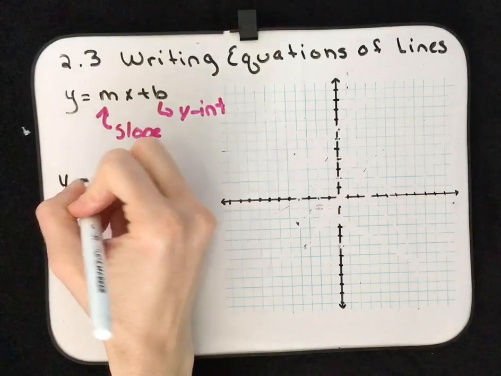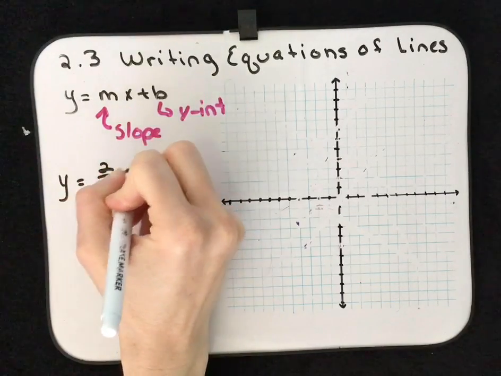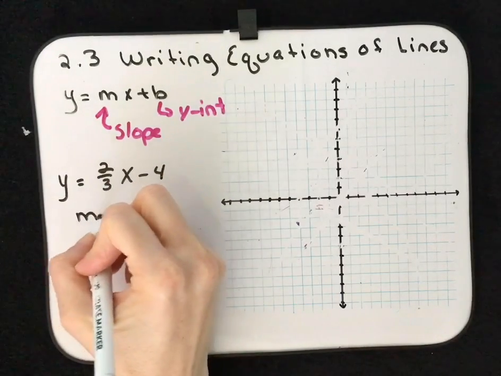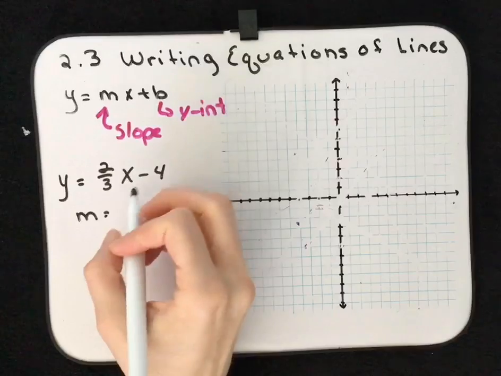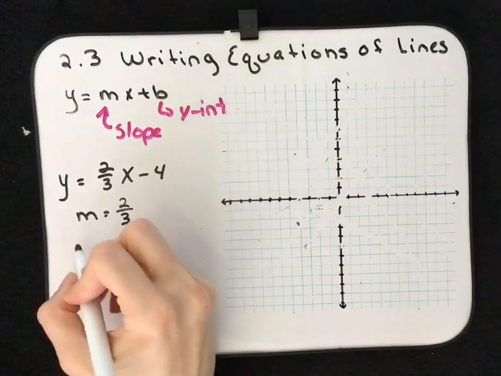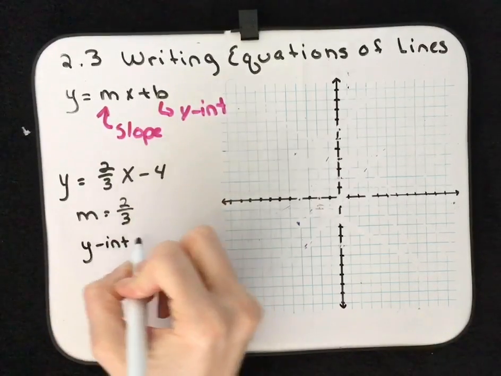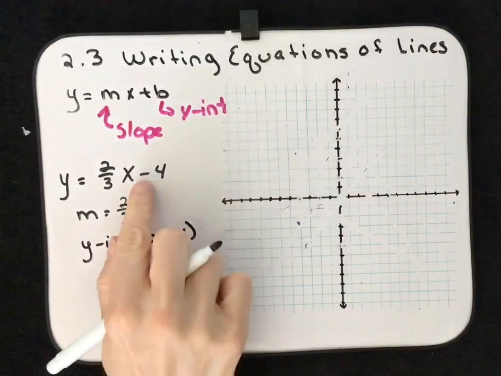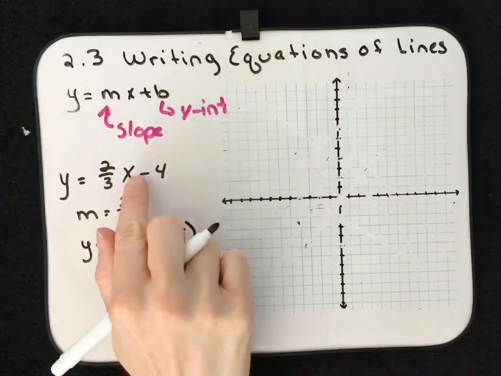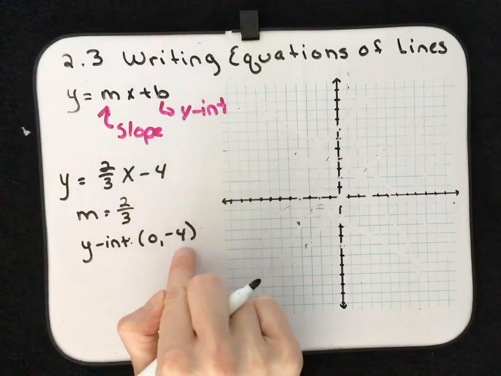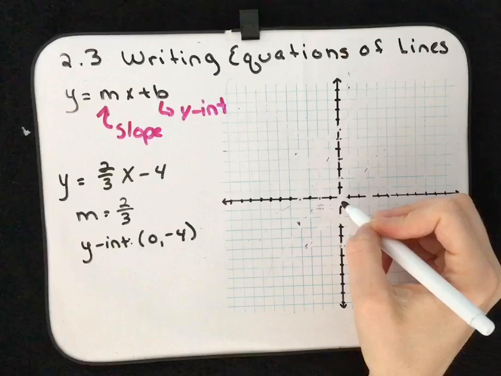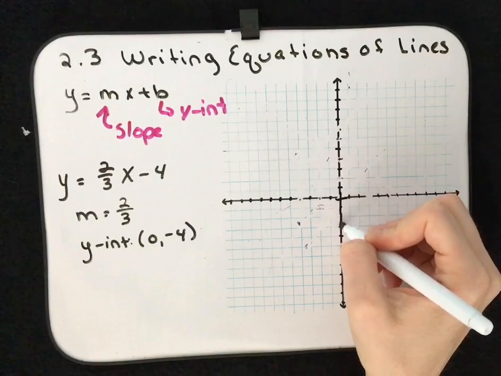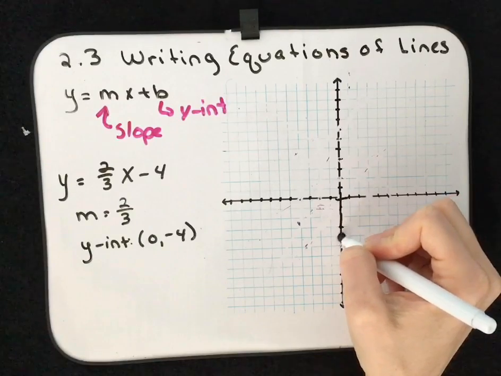Look at y equals 2/3 x minus 4. So in this case, our slope, our number in front of the x, is 2/3. And our y-intercept, 0, negative 4, from right here. See how it was plus b? So see how this is minus 4? So it's negative 4. So that means we start our graph at negative 4, negative 1, 2, 3, 4.